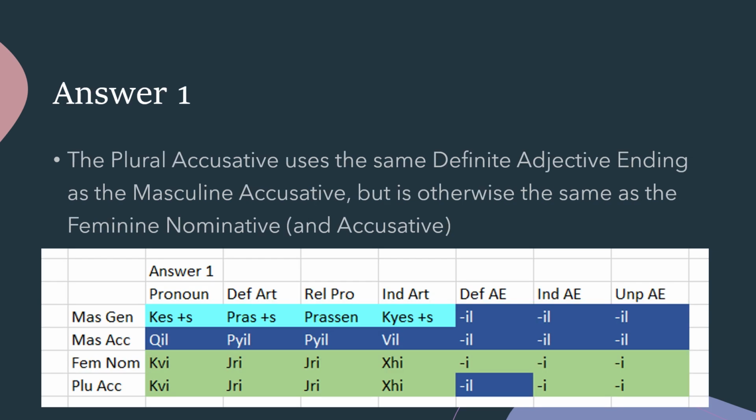Boom, here we are. So the plural accusative uses the definite adjective ending as the masculine accusative, but otherwise it is the same as the feminine nominative and accusative.